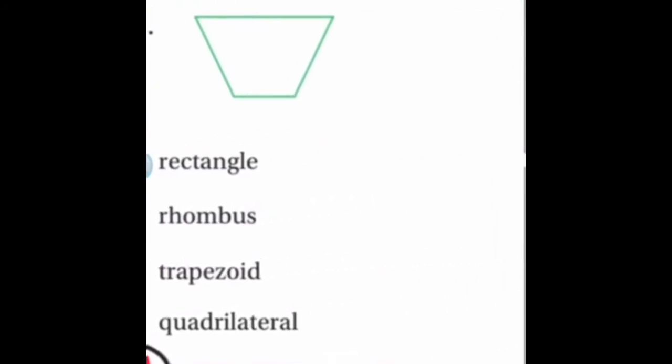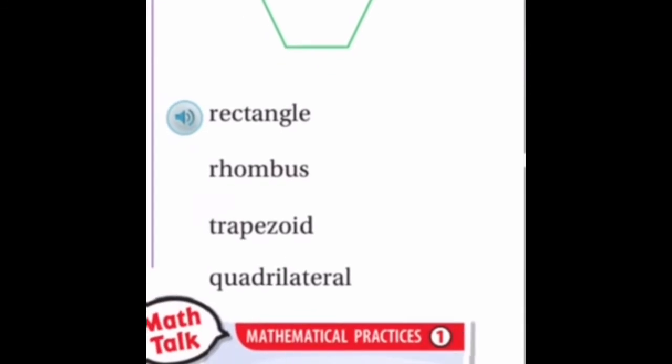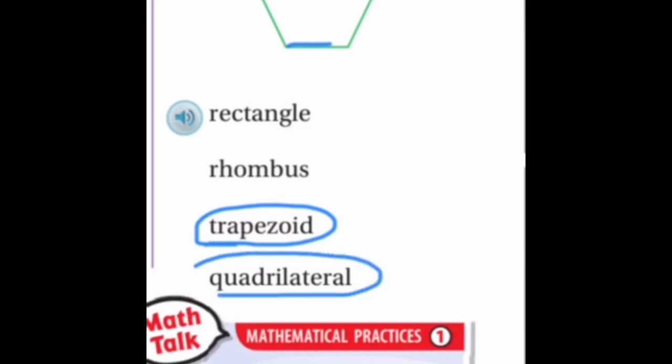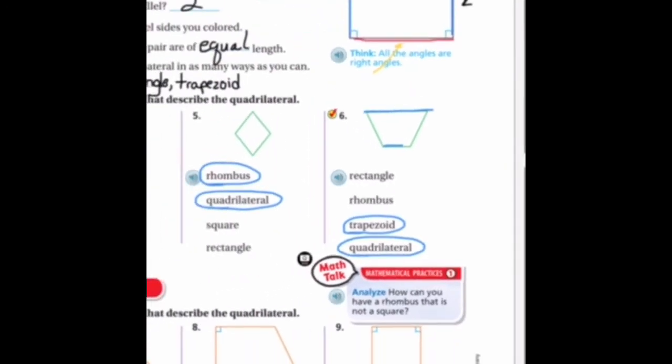And finally, number 6. Number 6, this is not a rectangle. Again, it does not have right angles. It's not a rhombus, and a rhombus needs all four sides to be the same length. It is a trapezoid because it has at least one pair of parallel sides. And it is a quadrilateral because it's a four-sided polygon. That makes it a quadrilateral.